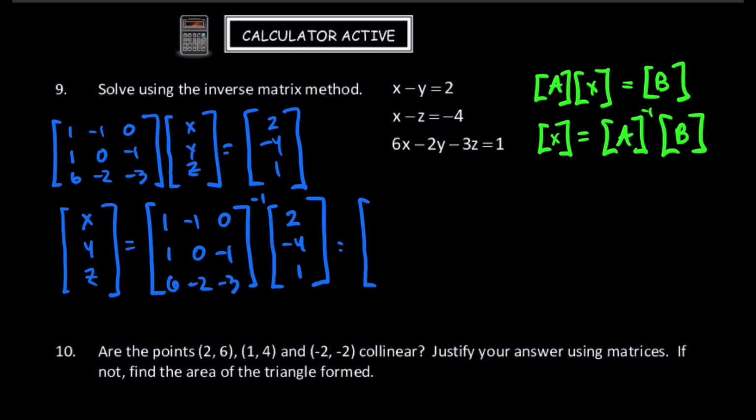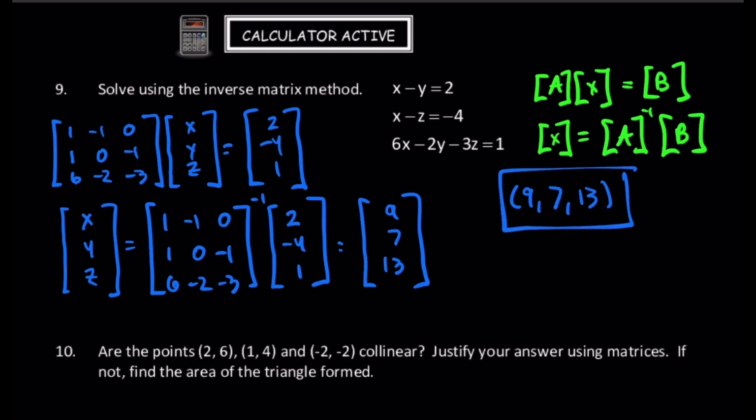I have to check my calculator real quick. I got 9, 7, 13. So any way you want to express your answer from here, some of you will prefer just to go right to an ordered triple. That's fine. Or if you prefer, you can do like x equals 9, y equals 7, z equals 13. I don't care how you write it, either or.